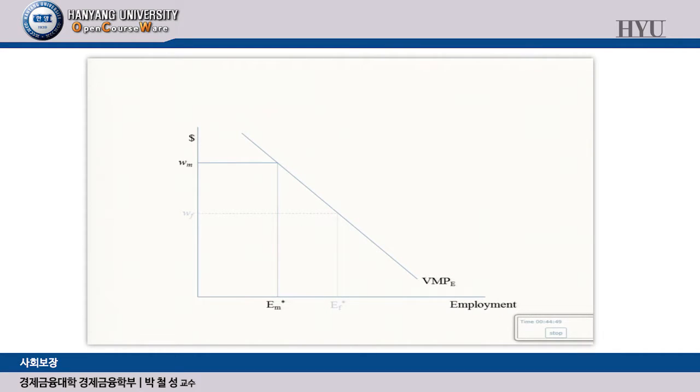And since they are paying $12, they will hire less. That means that this person will make much less profit than the companies that pay WF and hire up to EF star. So pays too much and produces too little. Okay? So the profit will be lower.